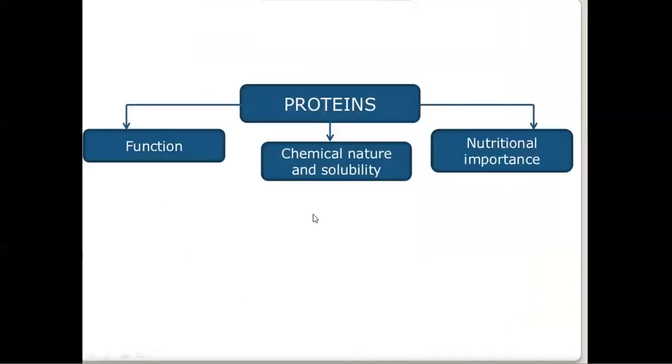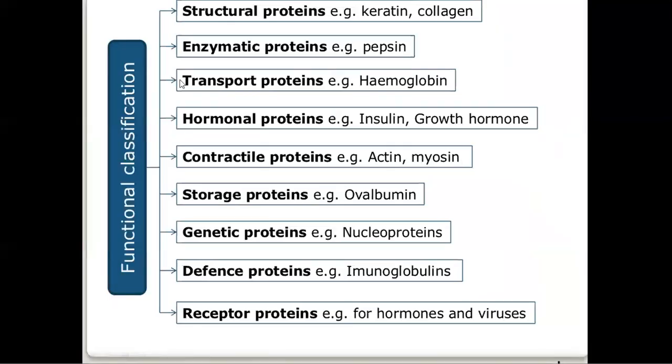And the next is the classification of proteins. Here proteins are classified into three important groups, mainly depending upon function, chemical nature and solubility, and nutritional importance. The first one is functional classification. The first one is structural proteins, for example keratin and collagen.